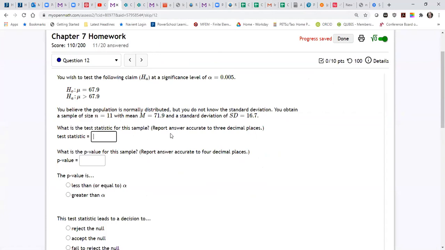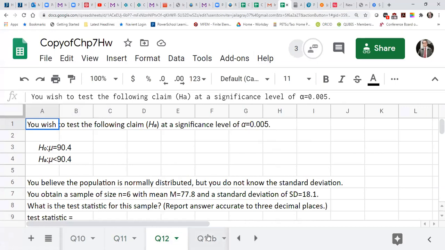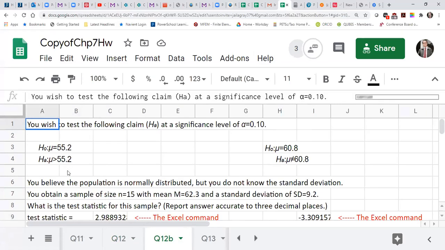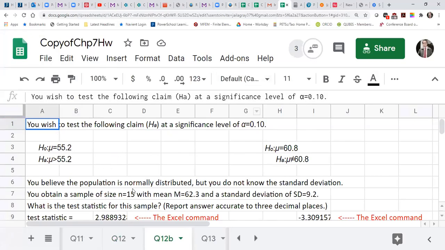Yeah, the same thing. Number 12. Yeah, I put the 12 and 12b. Okay, so you can see for 12 is less than, and for the 12b is greater than. Okay, and also there is a possibility that there's a two-tailed test, so you need to multiply by 2. So you need to see what the problem here is. So the problem here is a right-tailed test, right? So you can use the 12b.